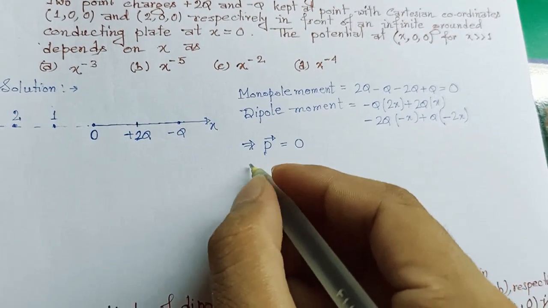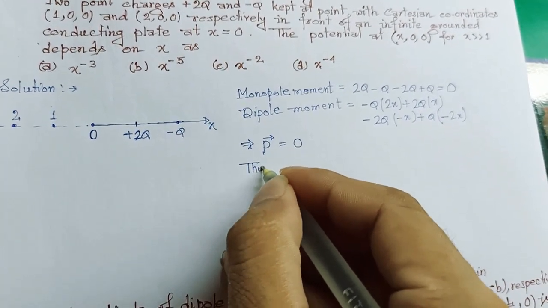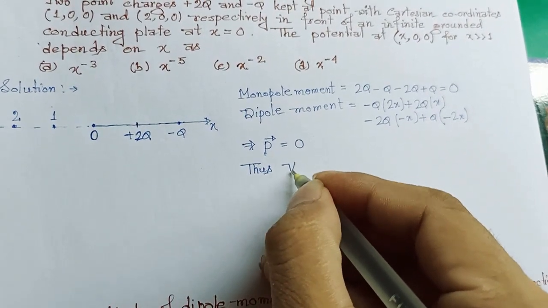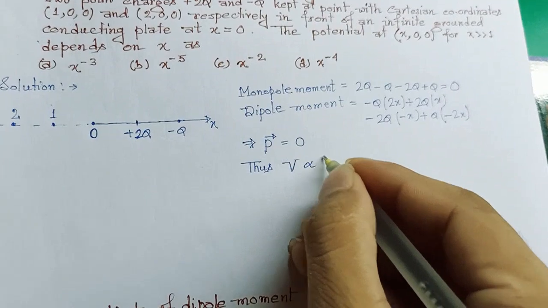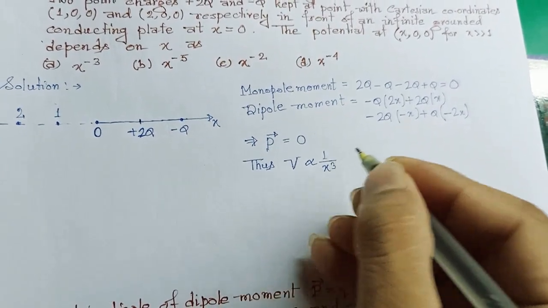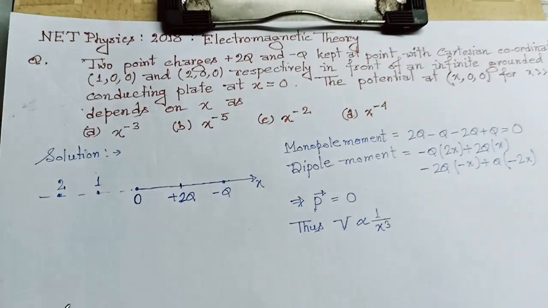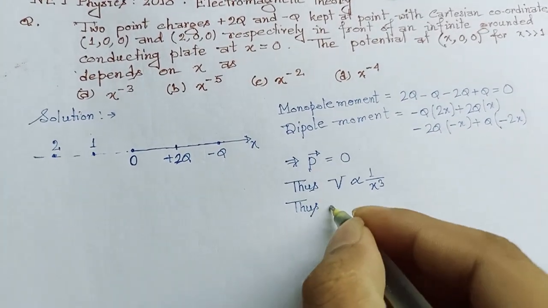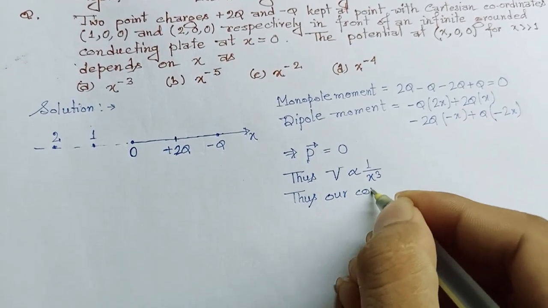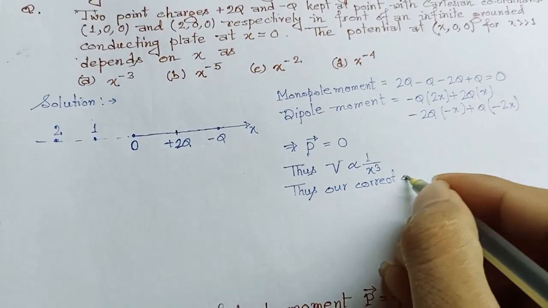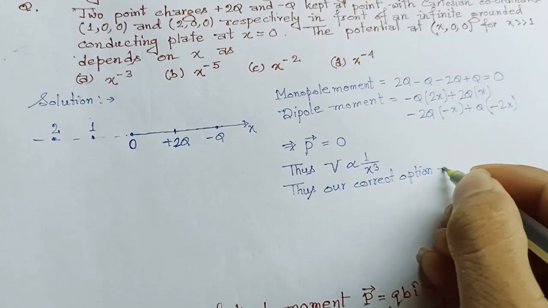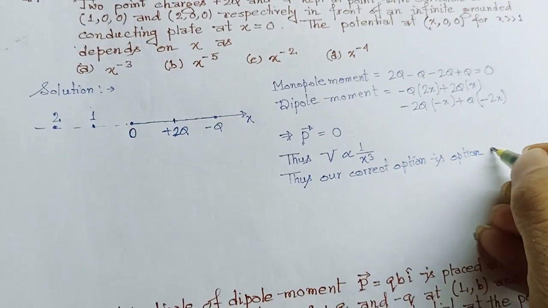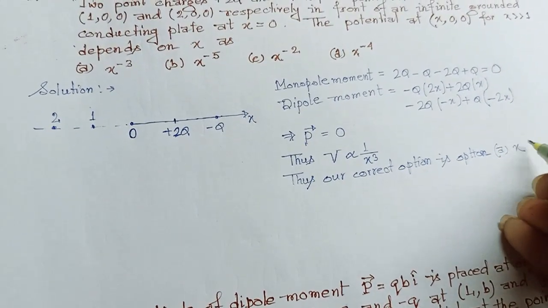Thus we can say V, that means potential, is proportional to 1 divided by x cube, as for dipole moments. So our correct option is option A, which refers to x to the power minus 3.